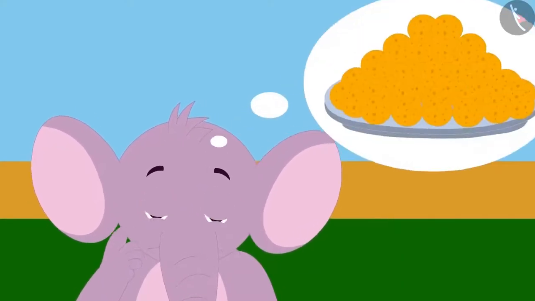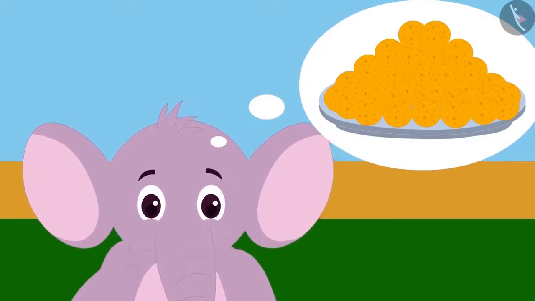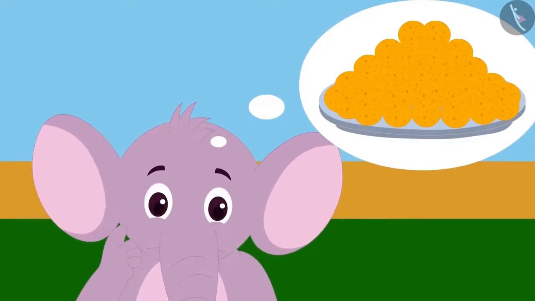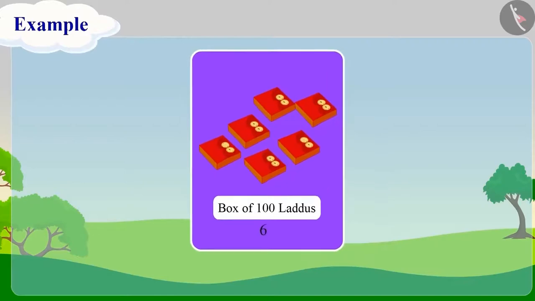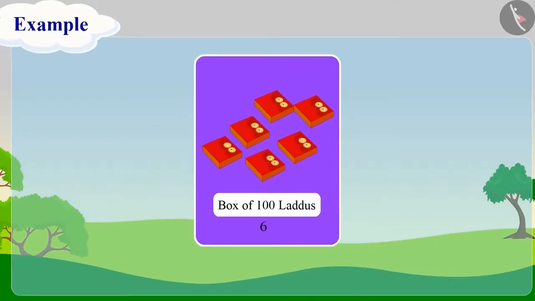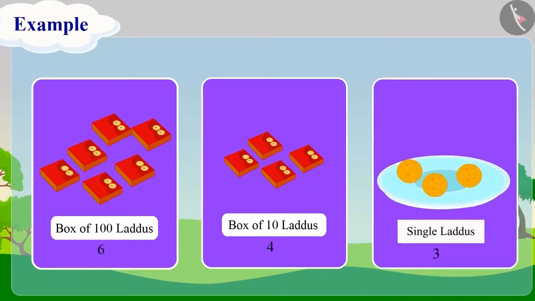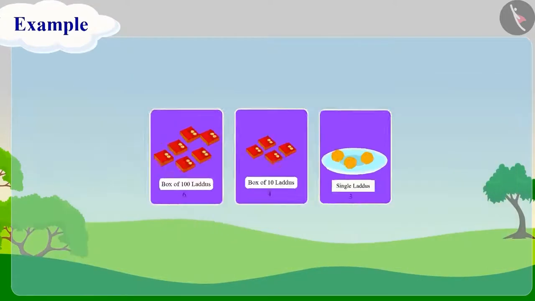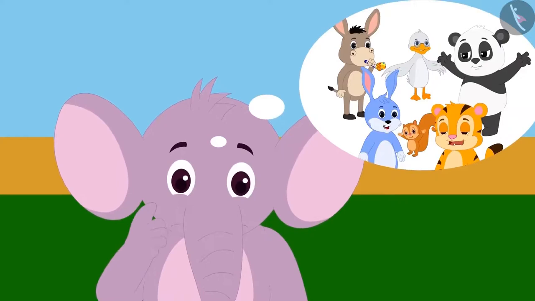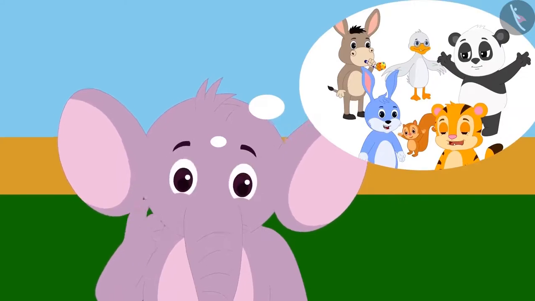Now Appu wants to take laddus for his guests. For every guest, he needs 1 laddu. He took 6 boxes of 100 laddus, 4 boxes of 10 laddus and 3 single laddus. Can you tell how many guests are coming to Appu's house?